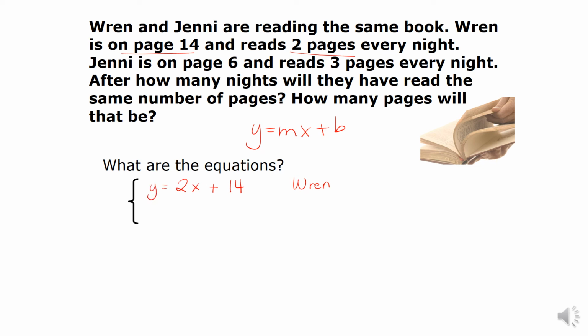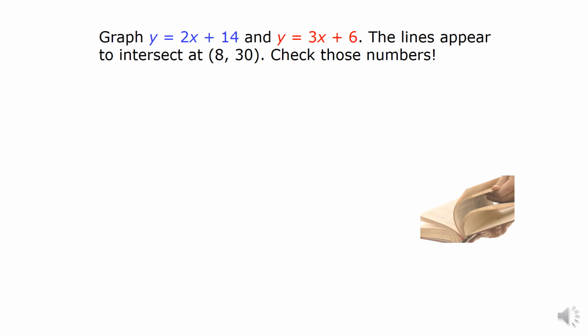Then it says Jenny is on page 6. So page 6 is her starting point. This is Jenny. Okay, and she's going to read 3 pages per night. So now we've got our 2 equations, and we're going to graph them. Okay, so there's the equations. Now that we've got the 2 graphs, we need to remember whose is whose, so I'm going to write Ren here and Jenny here.